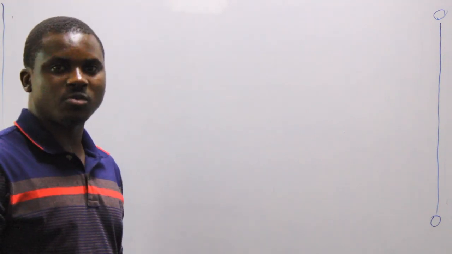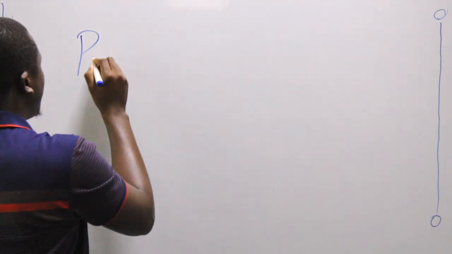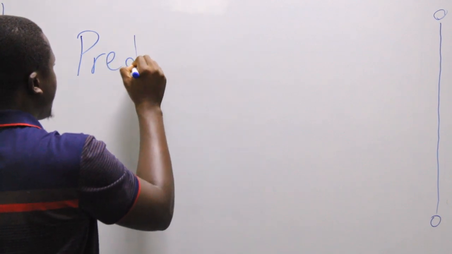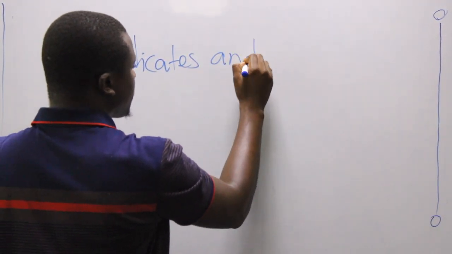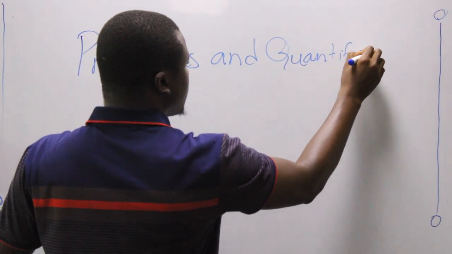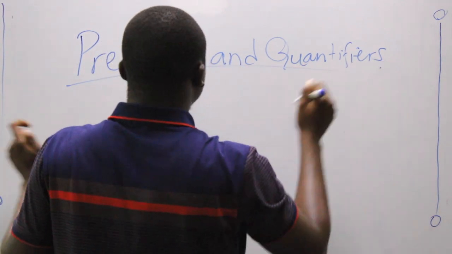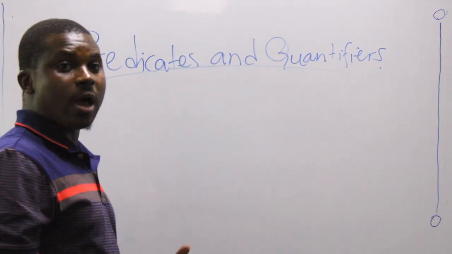Today team are going to take you through predicates and quantifiers. So we are going to do predicates and quantifiers. So team, what are predicates and quantifiers? We are going to start with the predicates.